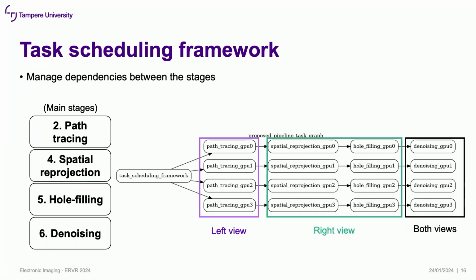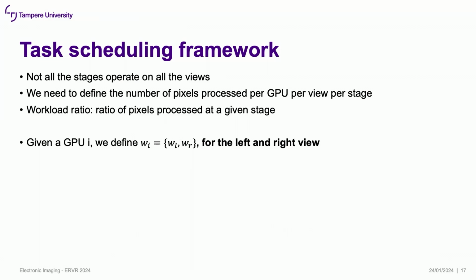Now we'll explain in a bit more detail how we manage dependencies between the stages. Let's consider the four main stages: rasterizing, spatial reprojection, hole filling, and denoising. The problem here is that not all the stages operate on all the views. So we need to tell the GPUs which ratio of pixels they need to process. For that we use what we call a workload ratio. For GPU i, we define a workload ratio W_i, which is a pair of workload ratios for the left and the right view.